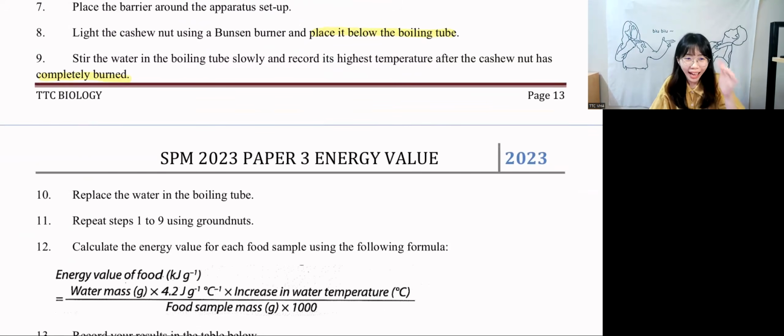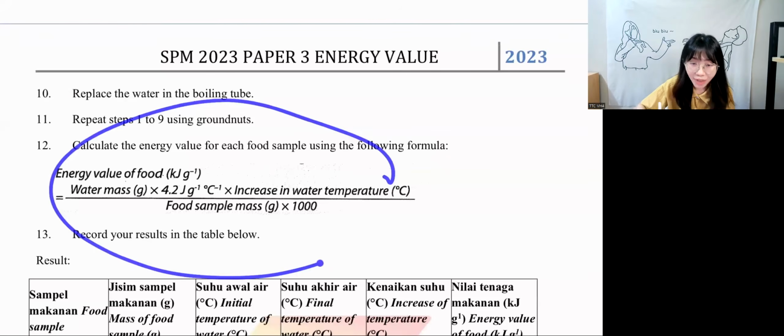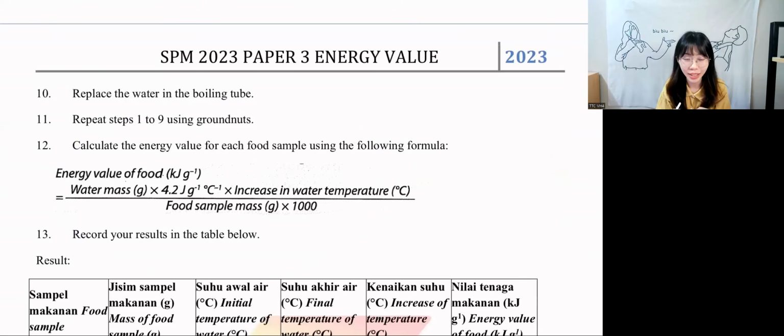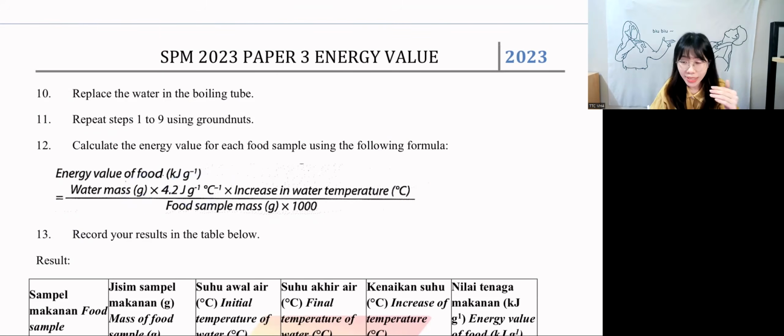Next, if you have to change to another food, you have to replace the water in the boiling tube and put it again. You repeat the experiment, step 1 to step 9, and then we have the energy value with the formula. Do they give you the formula in the exam? If it's unguided, you have to memorize the formula, with the unit, everything. If it's guided, most of the time they will give you the formula.